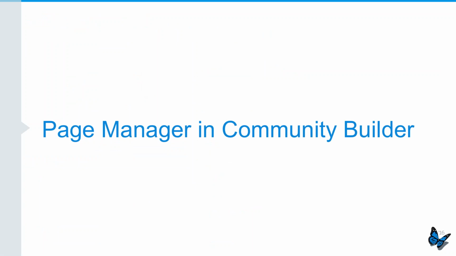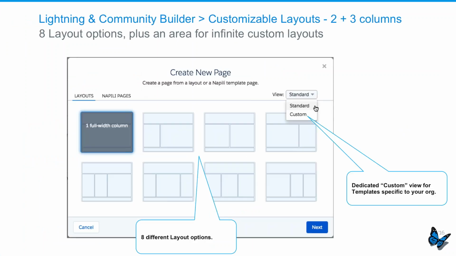So Page Manager. Page Manager in the Community Builder has provided 8 layout options that also include 2 and 3 column options there. You can also build out custom templates specific for your org and make them available, and that really provides for an infinite number of custom layouts that you might have inside of your community. So you can change things up very quickly and easily inside of your community.